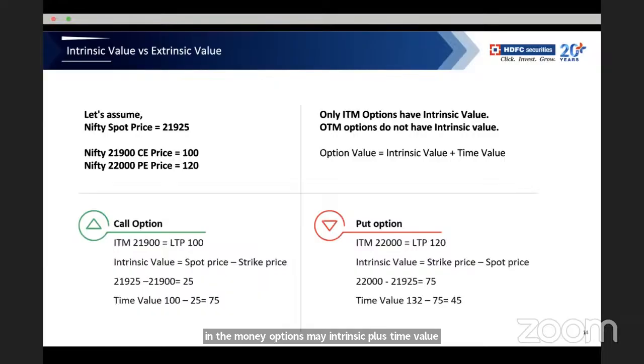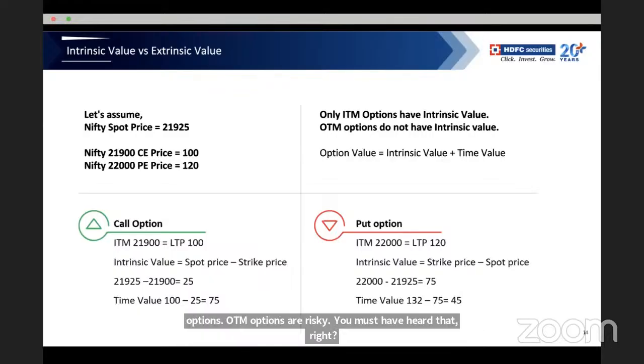So whenever we trade, if you have ever heard that whenever we have to trade in the money or at the money options, OTM options are risky. You must have heard that, right? So why do they say that?